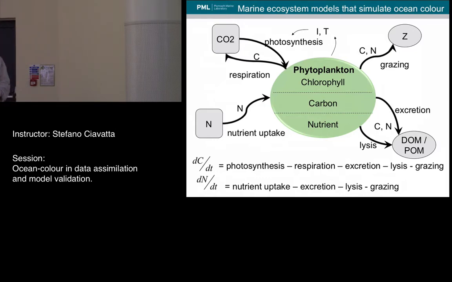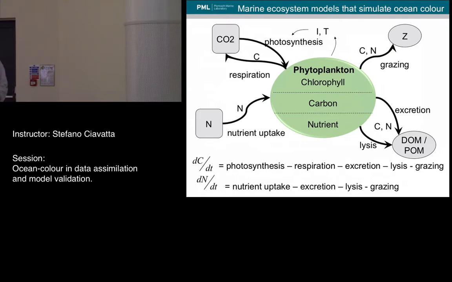So, phytoplankton, I said, can be expressed as chlorophyll, carbon, and nutrient because in the past, above all, we were representing fixed ratios of these components of phytoplankton according to Redfield ratios, while more modern models express the variability of the internal ratio of chlorophyll and carbon, for example, as a function of the adaptation to light. And so the more modern models express the phytoplankton concentration in terms of concentration of the three components that can change in time.